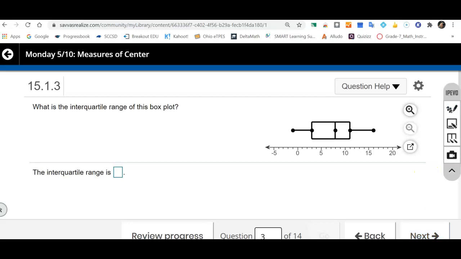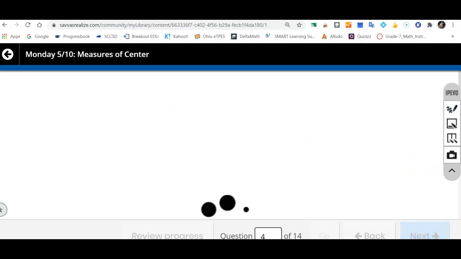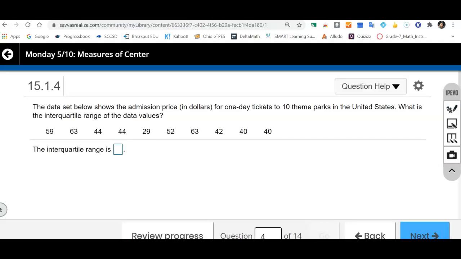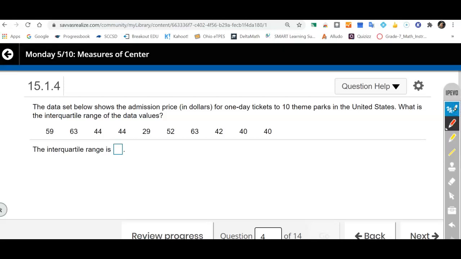What though if they give us a set of numbers and say, what is the interquartile range? Well, there's no graph, is there? So here's what we have to do. We have to put them in numerical order. Everybody help me out with this one. What's my smallest number?